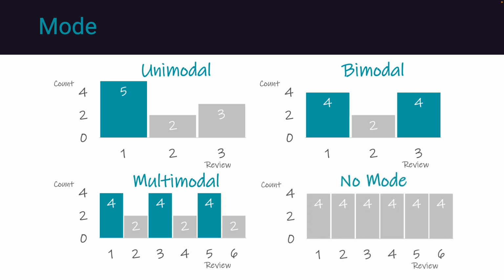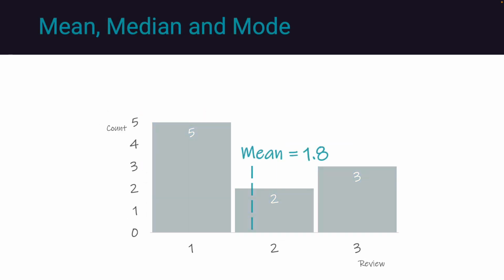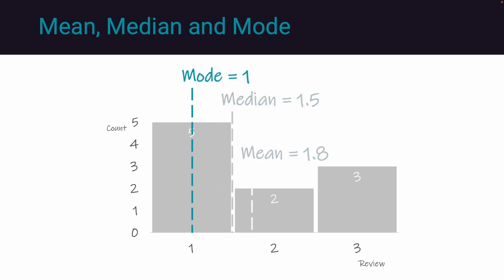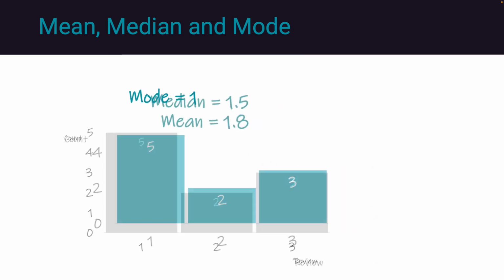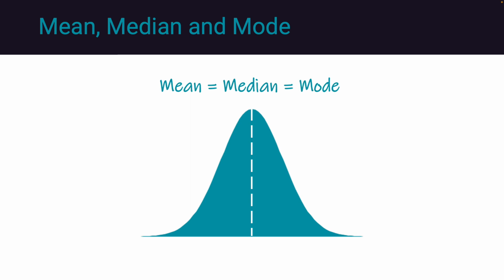Summarizing our data, we have a mean of 1.8, a median of 1.5, and a mode of 1. These values provide insights into the central tendencies of our dataset. Comparing these with another restaurant's reviews, where the mean, median, and mode are higher, with values of 2.4, 2.5, and 3 respectively, suggests a more favorable experience at the restaurant on the right. It's worth noting that in symmetrical distributions like the normal or Gaussian distribution, the mean, median, and mode align.